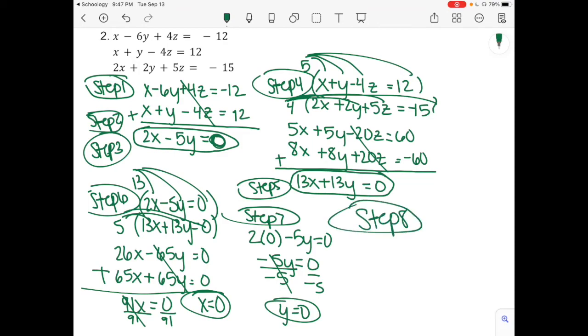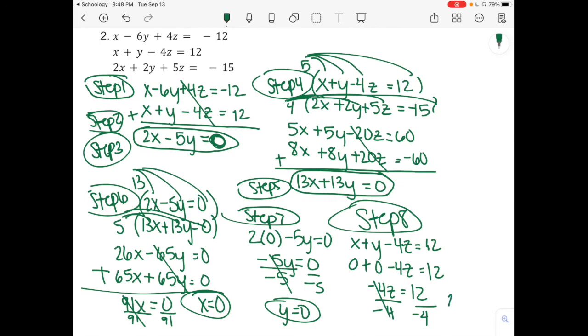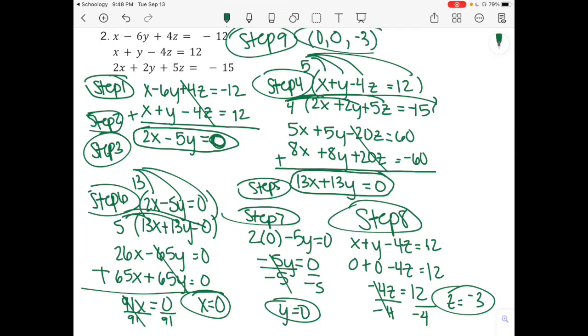Step number 8. Plug both variables you have solved for so far into one of the original equations. I'm going to pick the second. That looks easy. So I've got x plus y minus 4z equals positive 12. So 0 plus 0 minus 4z equals 12. So negative 4z equals 12. Divide by negative 4. Oh, we actually have a number. Z is negative 3. So the last piece is quick. Step 9 is to write your stuff out together. So x is 0, y is 0, and z is negative 3. All done.